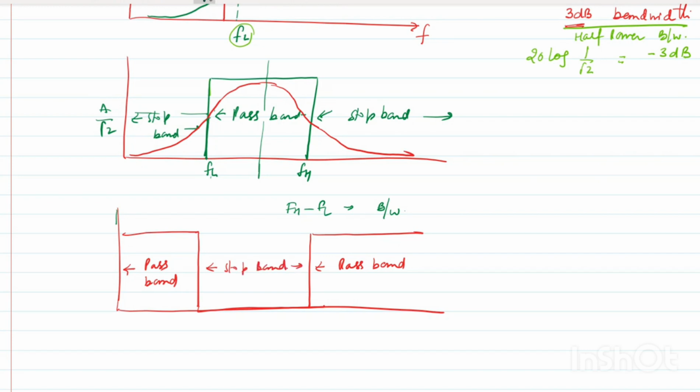Let us draw the practical one. So this is again a combination of low pass and high pass, but in a different way. First the low pass, and then the high pass. Now this is a high pass and this is the low pass.